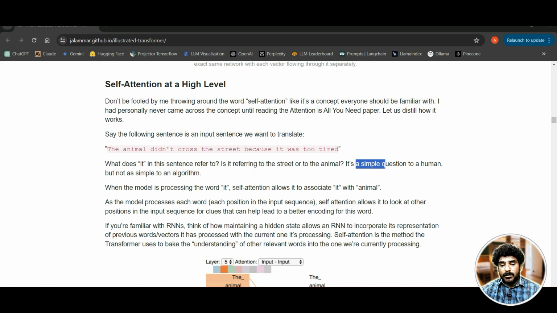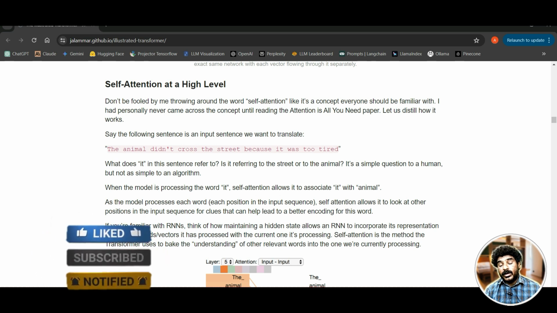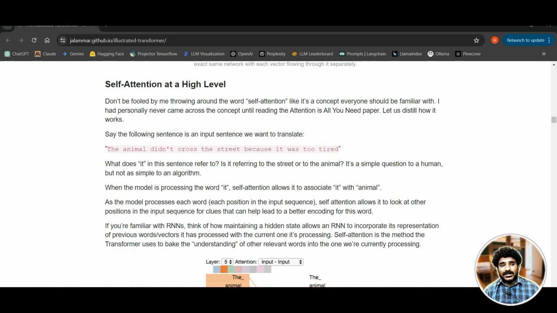It is a simple question to a human being, but not as simple to the algorithm, right? As a human being, I know this sentence, and I know the animal was too tired. It cannot be that the street was too tired. But if you pass the same sentence to the algorithm or the model, it will be confused. So when the model is processing the word "it", the self attention allows it to associate "it" with the animal. So self attention plays a very vital role.